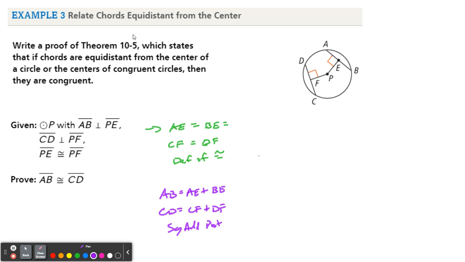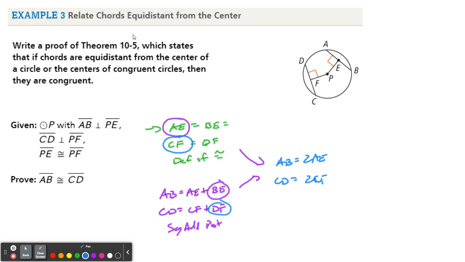So now if we bring these two ideas together and do some substitution, we can substitute AE in place of BE. So we can take out BE and put AE in its place. In the second one, we can take out DF and put CF in its place because they're all equal. And we'll get these two equations. So AB equals AE and AE, which is 2 AEs. CD equals CF and CF, which is 2 CFs. We did that by substitution.